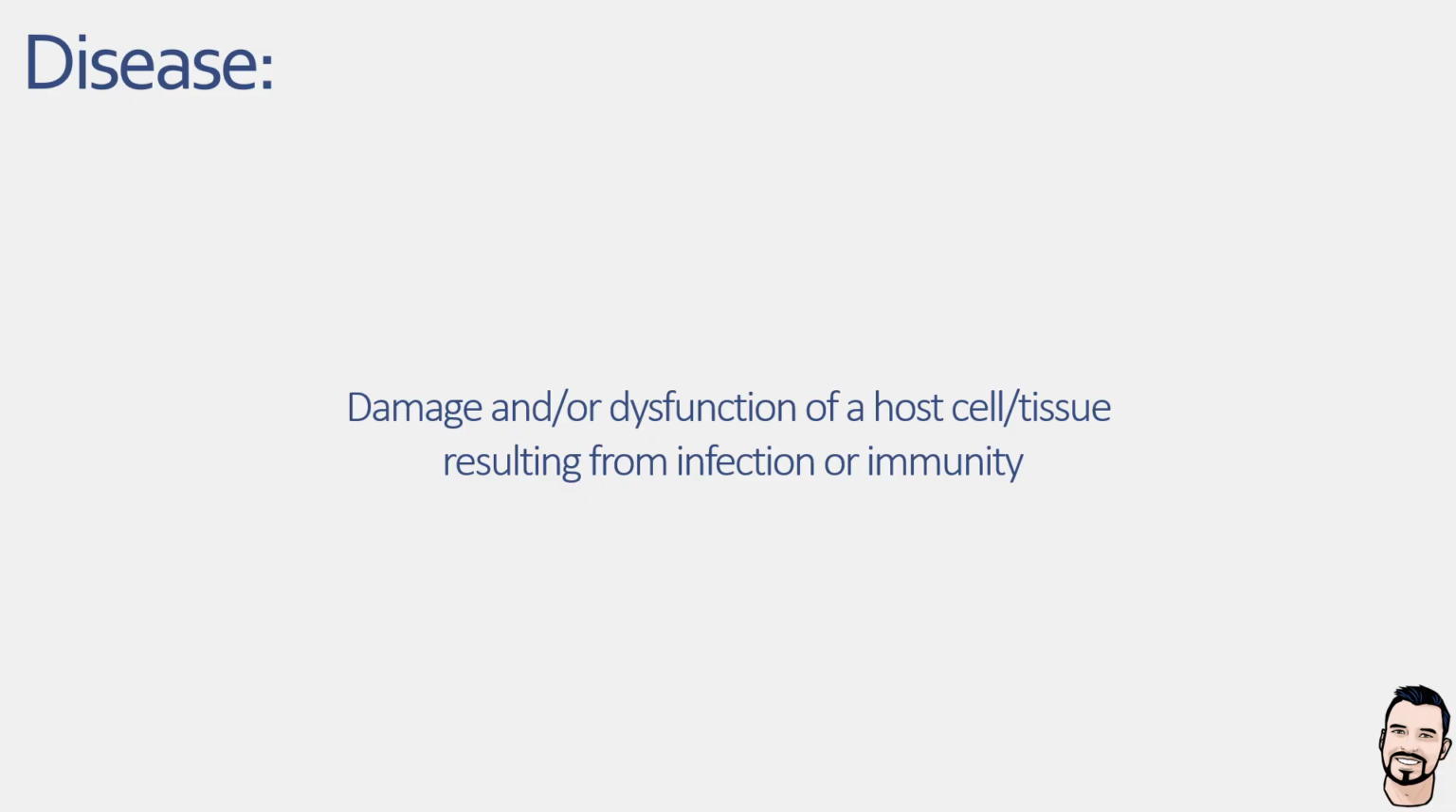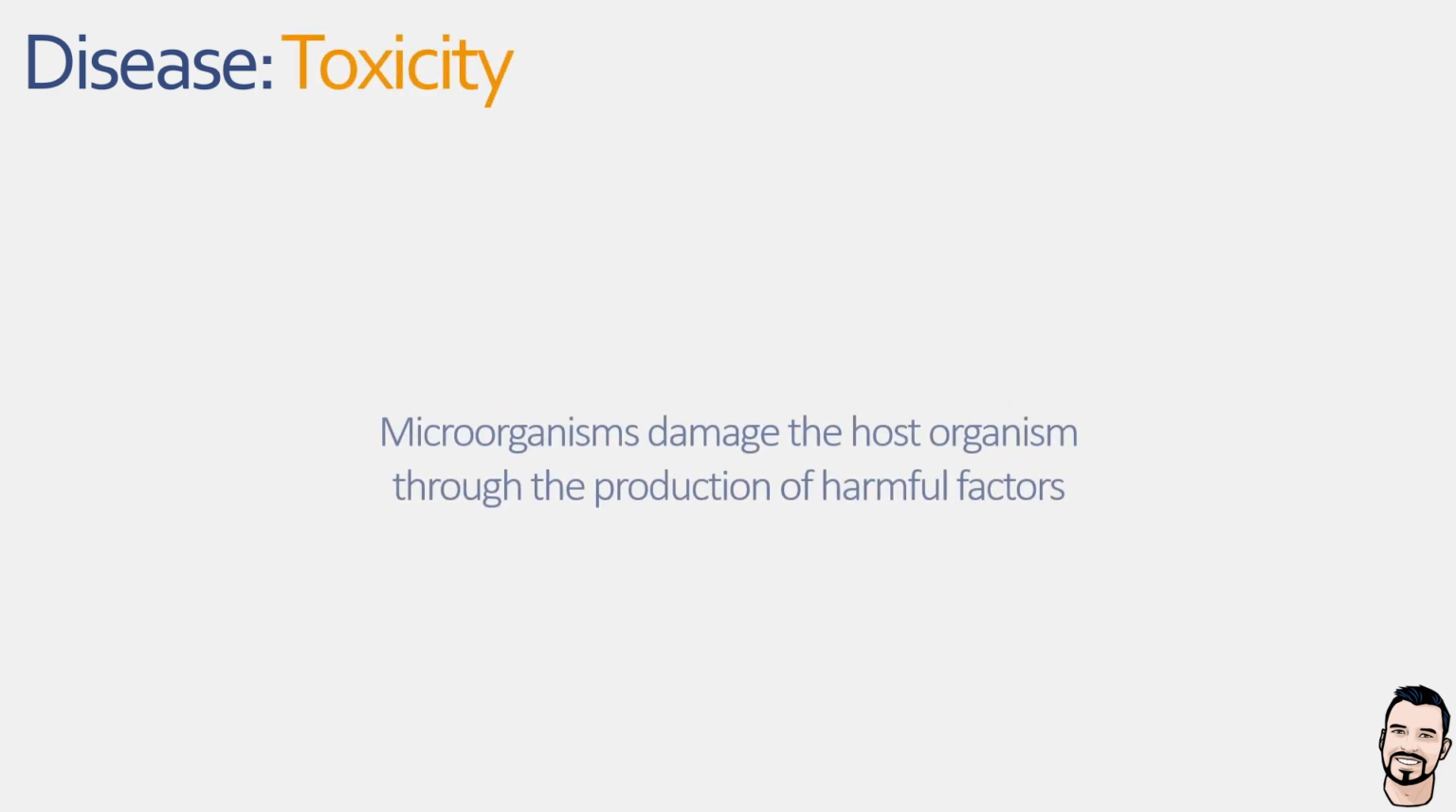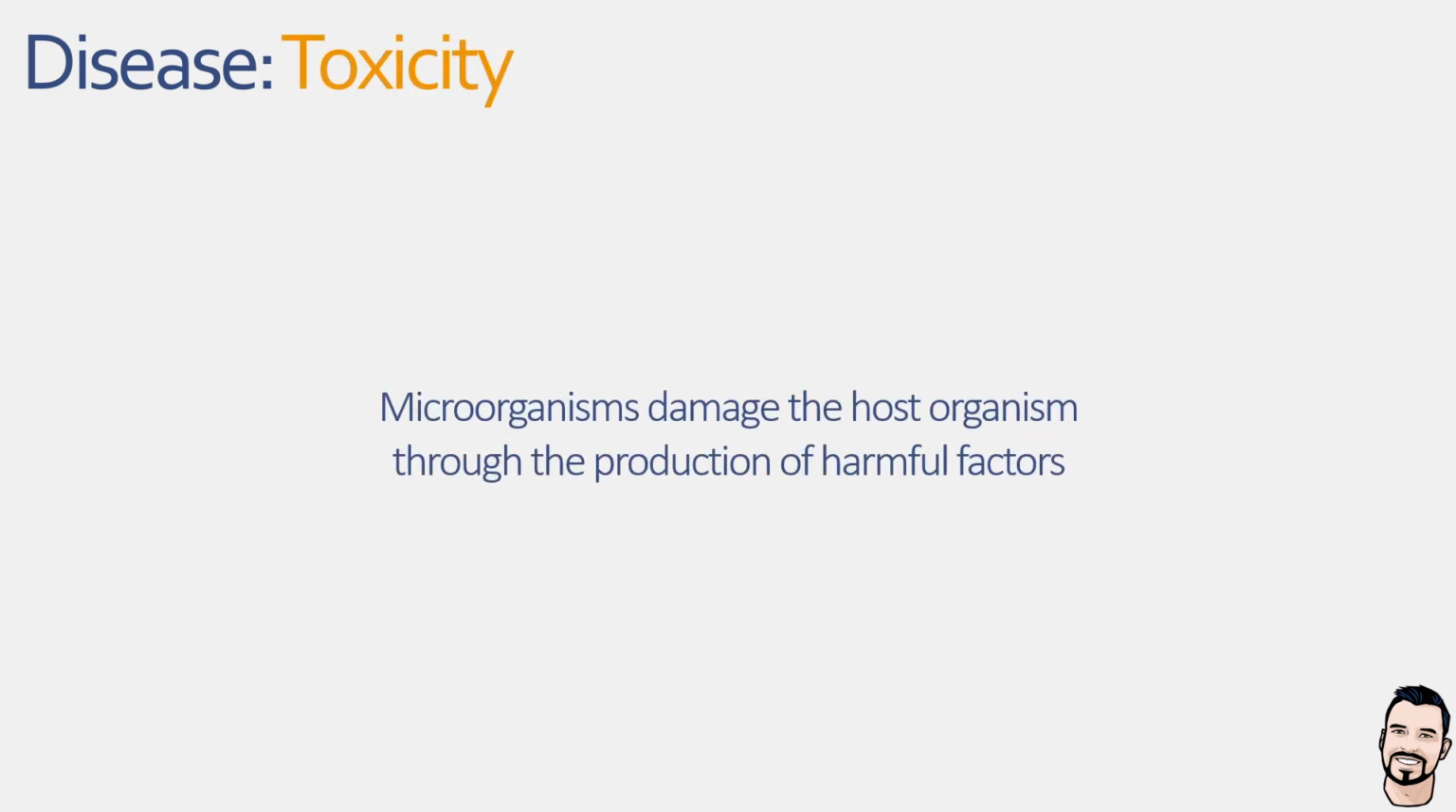Now, this damage can come directly from the pathogen through toxins or cell invasion, or indirectly from our own immune response. So let's look at some of these mechanisms, starting with toxicity. Toxicity describes the damage caused when microorganisms produce harmful factors such as toxins and enzymes that directly injure host cells or tissues. This injury then leads to a loss of normal cellular or tissue function, disrupting normal physiology, and in most infections, this damage is what manifests clinically as symptoms.